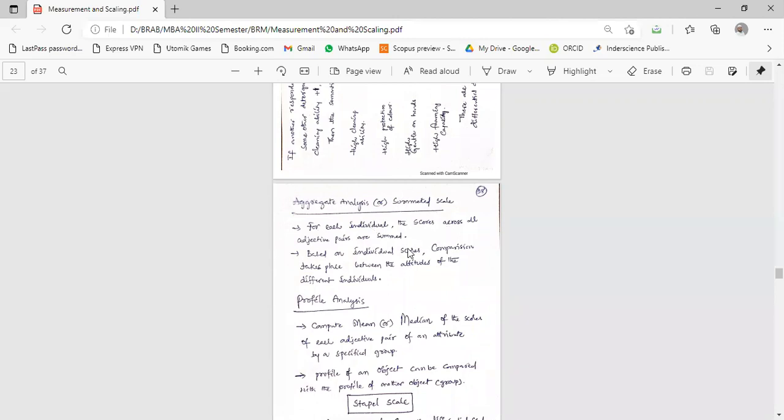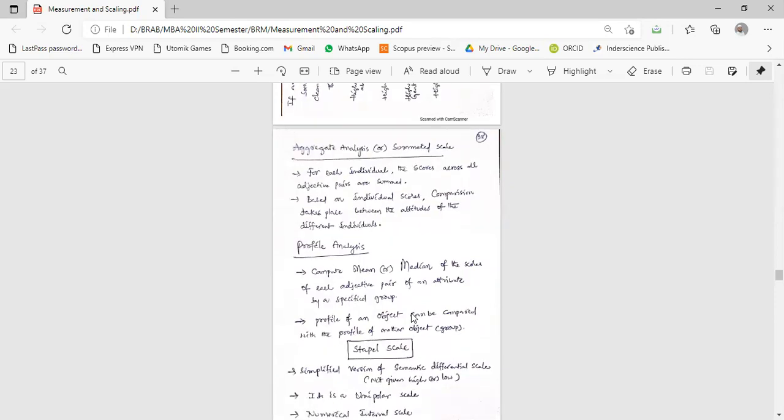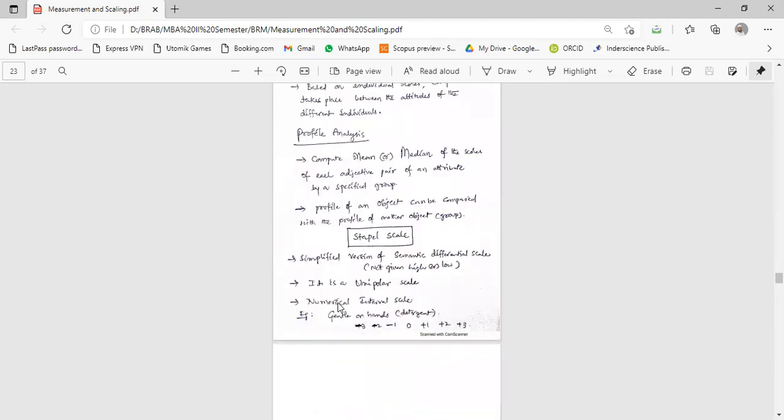Suppose 10 people are judging that particular detergent soap. Based on how many points they have given, that product will be evaluated. Suppose 10 of you are there in the class, giving 10 different ratings to the particular detergent soap. So overall, whether it is giving a positive score or negative score, based on that we can say, that is known as aggregate analysis. Here individual scores will be important. Profile analysis means we will calculate the mean, median, mode, average, and based on that we will judge the brand.